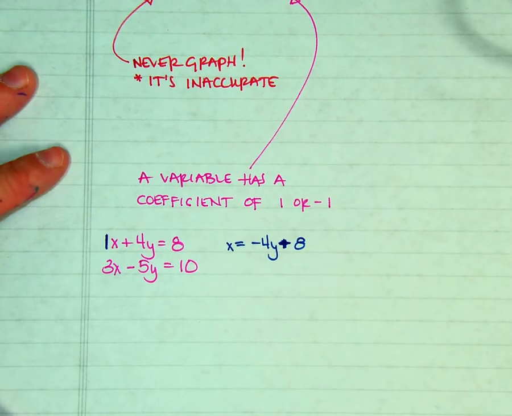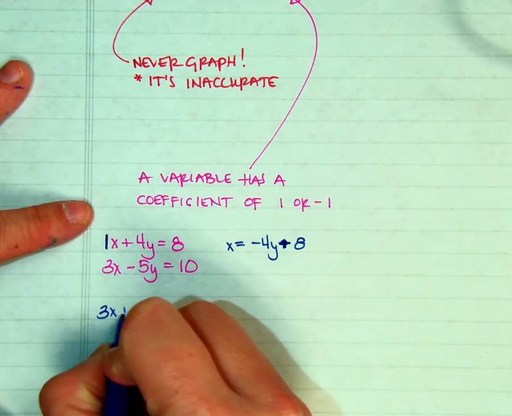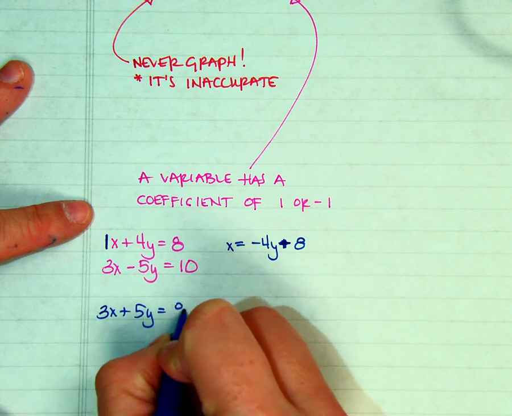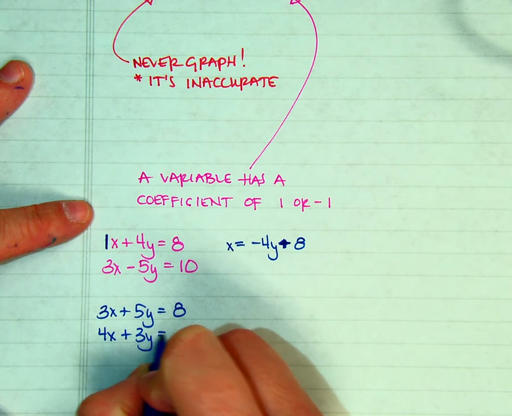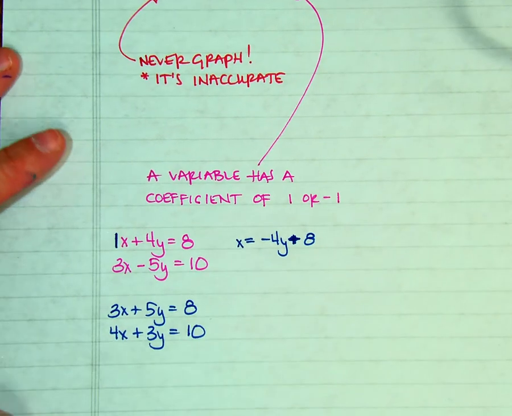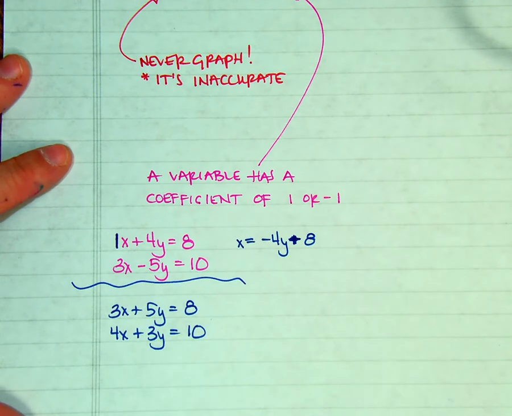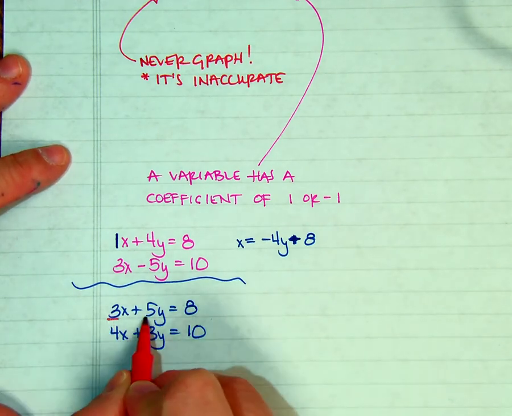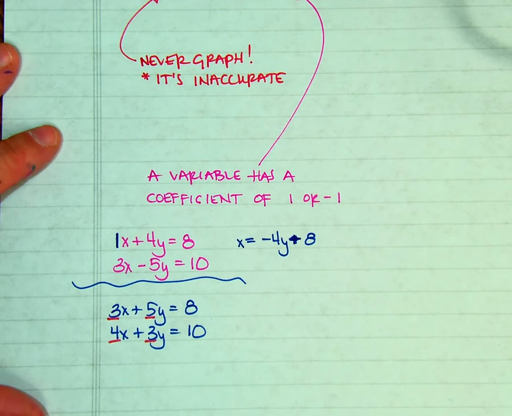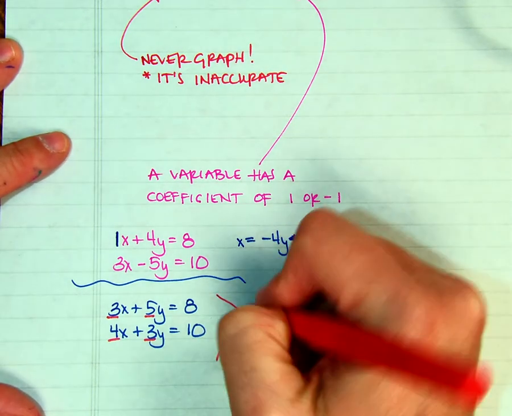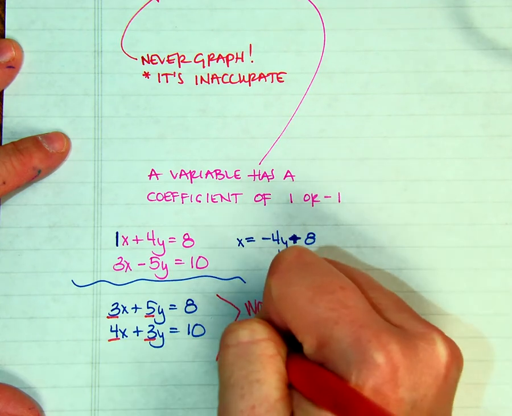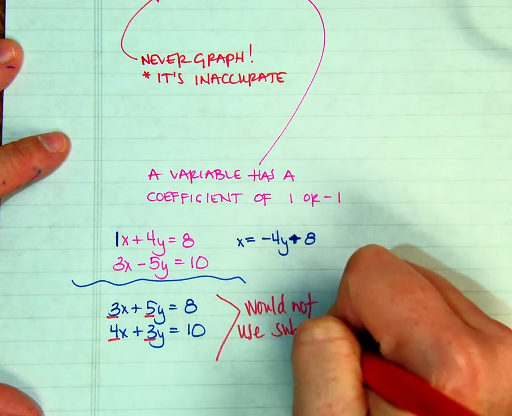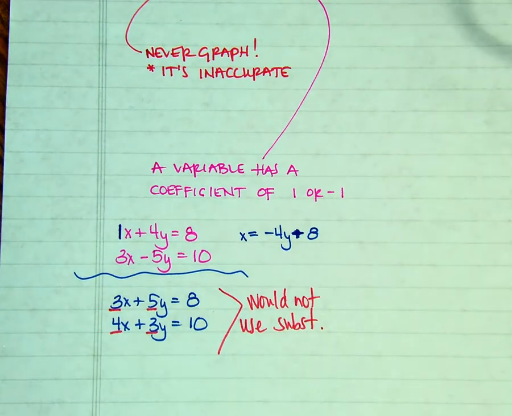When I would not use it is when I have a system like this. I do not have any coefficients that are either 1 or negative 1. So in this one, I would not use substitution. There are no coefficients of 1 or negative 1.